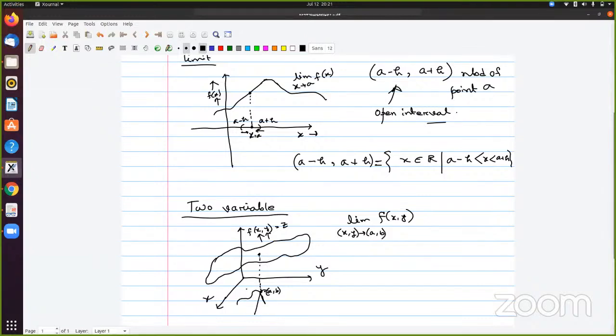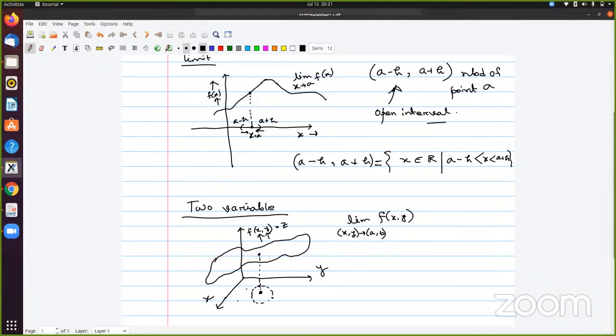So when we approach (a, b), we see how the functional value changes, and we will find the limit that way. That we already know how to find. Now, what about the neighborhood of (a, b) in this case? If we apply the same concept from one variable, what will we get here? If we consider a neighborhood, it will be something like this.